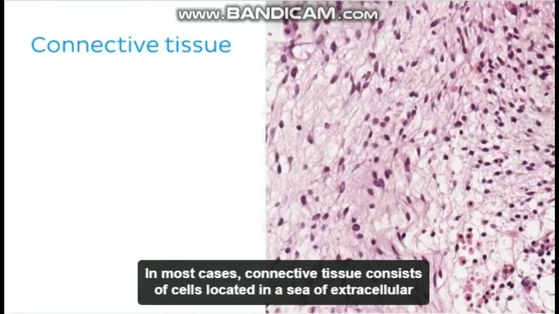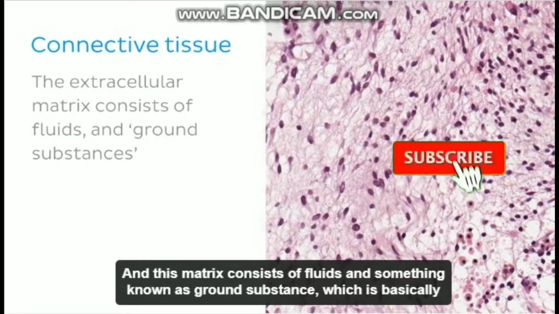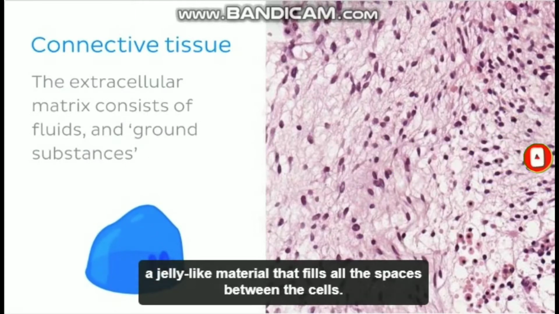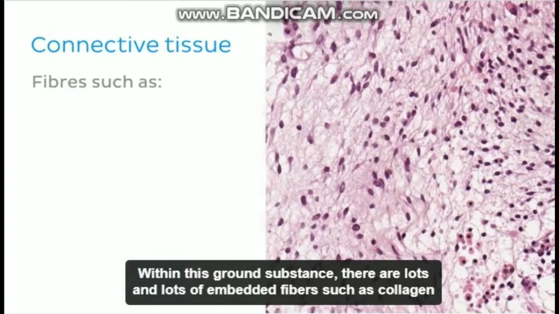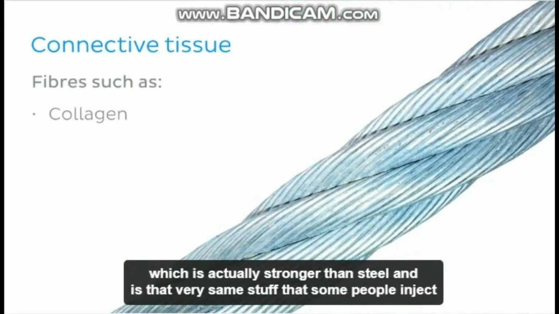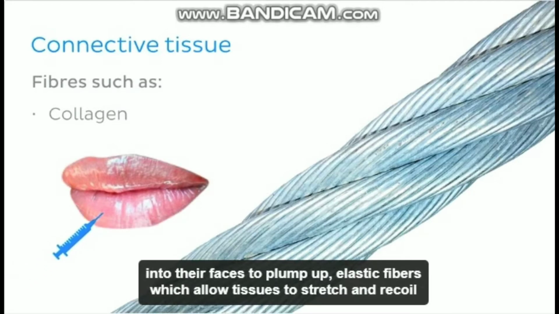Tissue consists of cells located in a sea of extracellular material known as the extracellular matrix. And this matrix consists of fluids and something known as ground substance, which is basically a jelly-like material that fills all the spaces between the cells. Within this ground substance, there are lots and lots of embedded fibers, such as collagen, which is actually stronger than steel and is that very same stuff that some people inject into their faces to plump up.